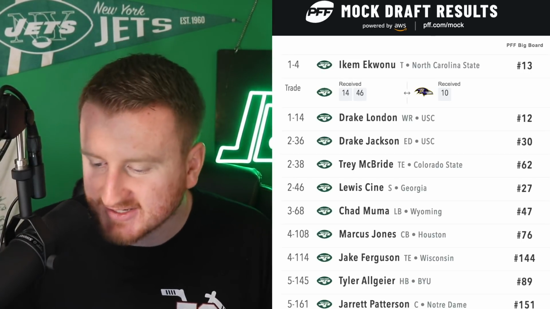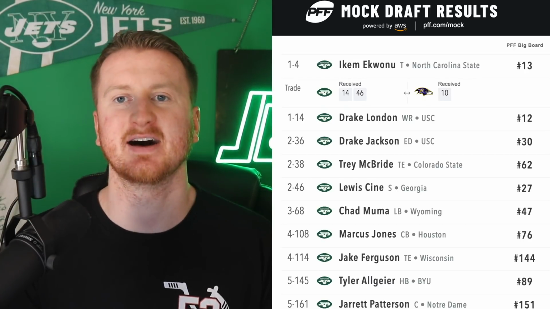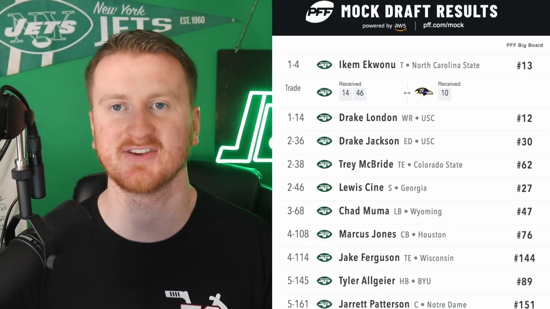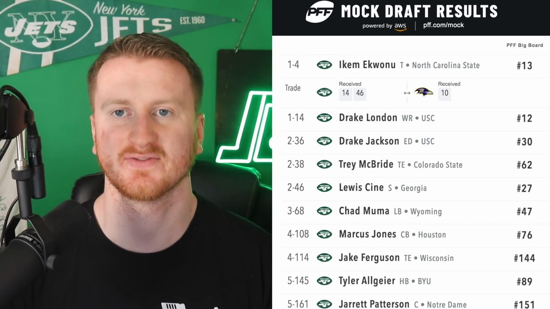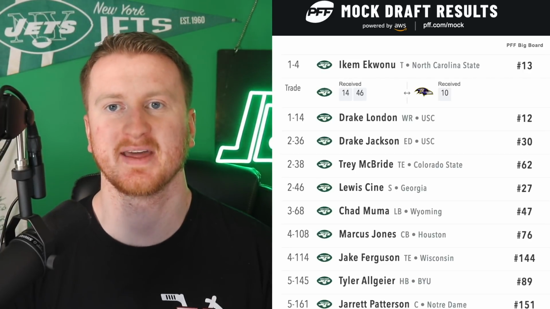Then the BYU connection at running back, and then Jarrett Patterson, the center from Notre Dame. No Tyler Linderbaum, but maybe Patterson's your developmental center, sitting behind Connor McGovern for at least a year, maybe more, and taking it from there. So let me know, which mock draft do you like the best out of these 3?